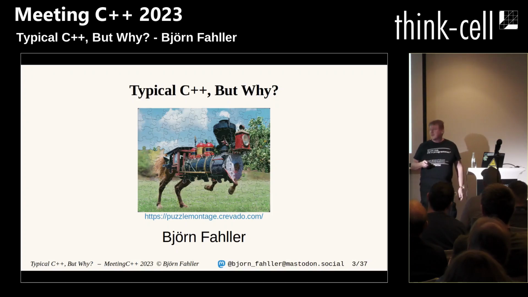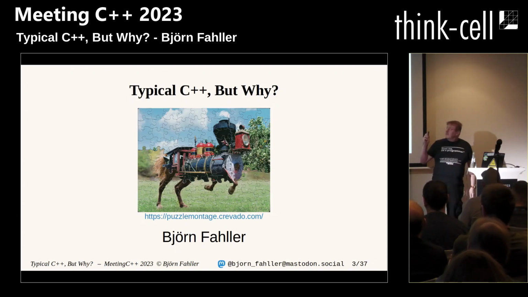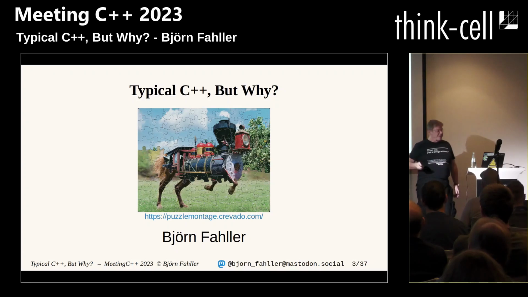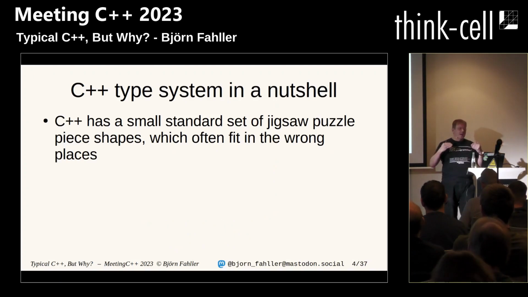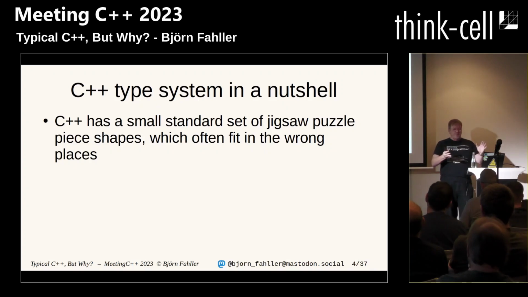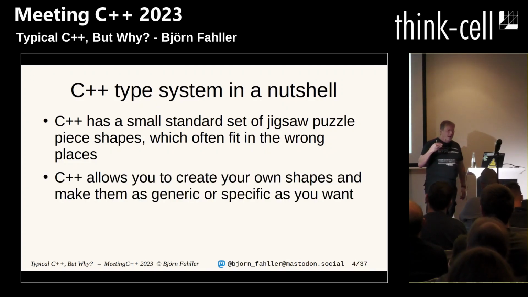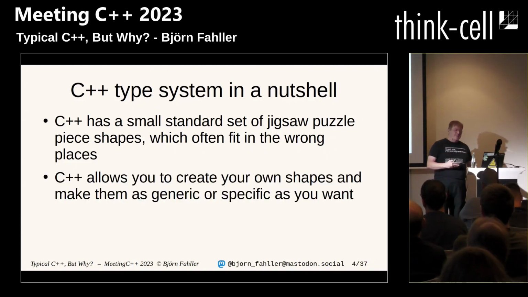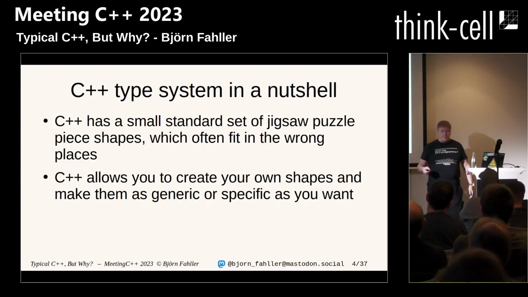And I'm going to shamelessly use a few in this presentation, because this behavior reminds me very much of the C++ type system. You see, if you haven't thought about it, C++ has a small set of standard jigsaw puzzle piece shapes that fit together the way you want to, or in a number of other ways also. But unlike a jigsaw puzzle that you buy, C++ allows you to create your own shapes, and you can make them as generic or as specific as you want them to.